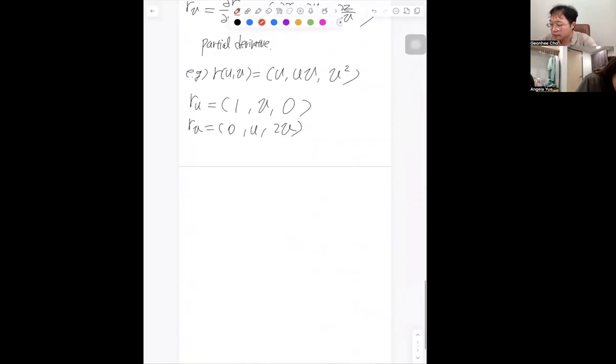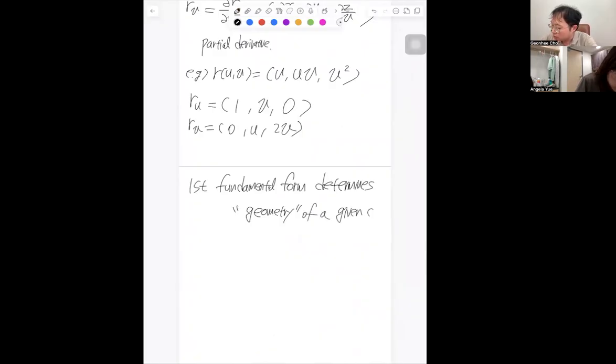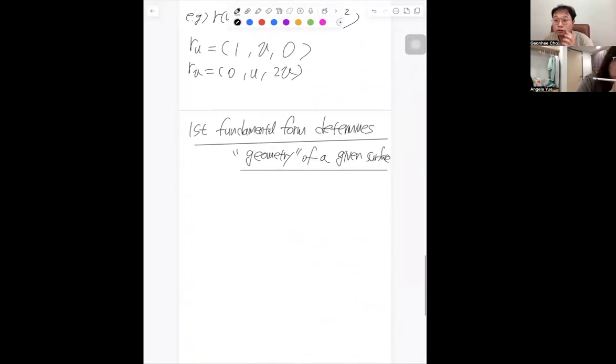So the first fundamental form determines the geometry of a given surface. Why? Now you have an interpretation of how to really think of it.